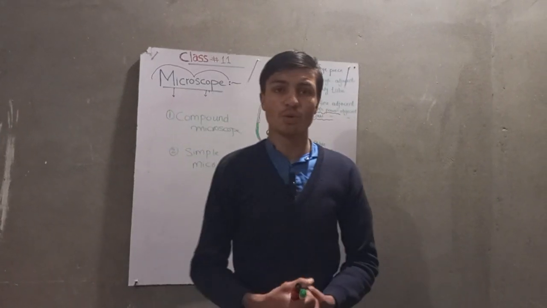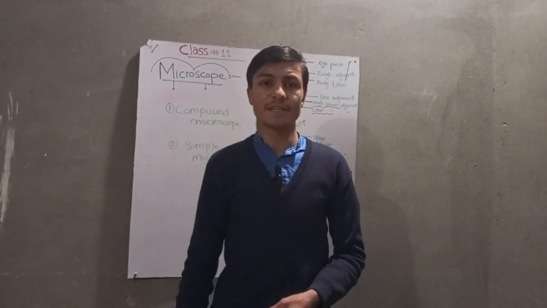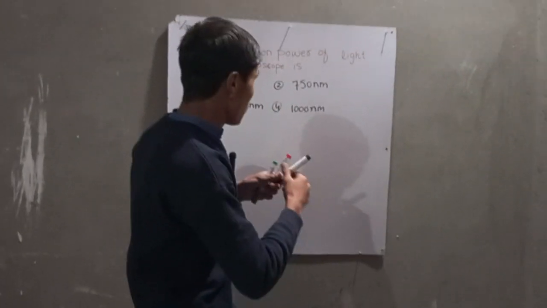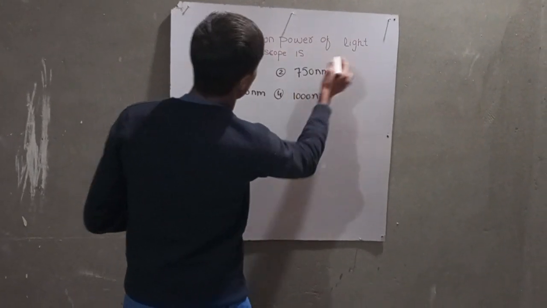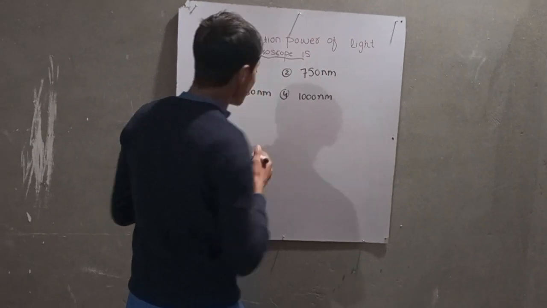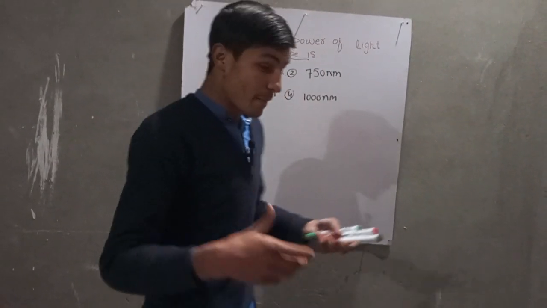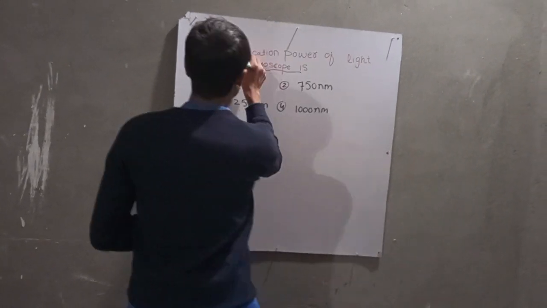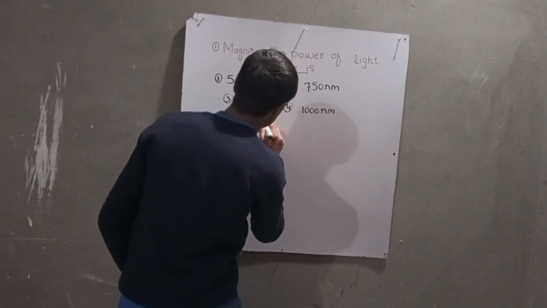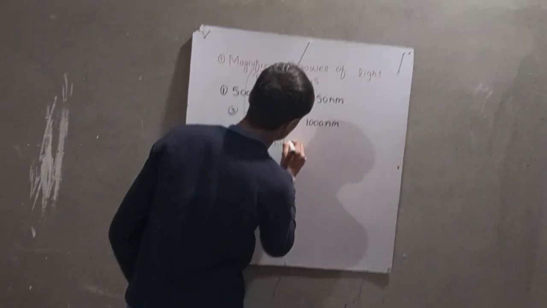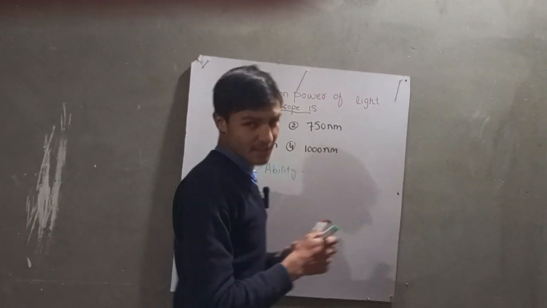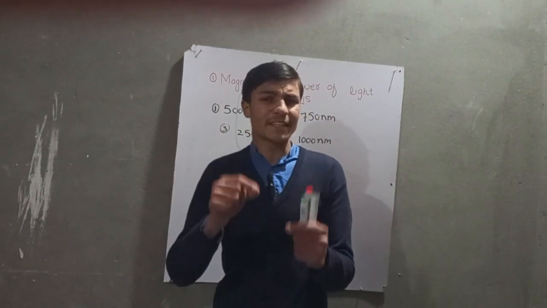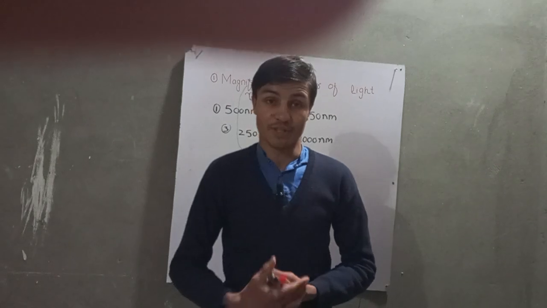So now we come to discuss the 5 MCQs. MCQ number 1: the magnification power of light microscope is. First of all, we will discuss what magnification is. Magnification means the ability of the microscope to increase the apparent size of an object.